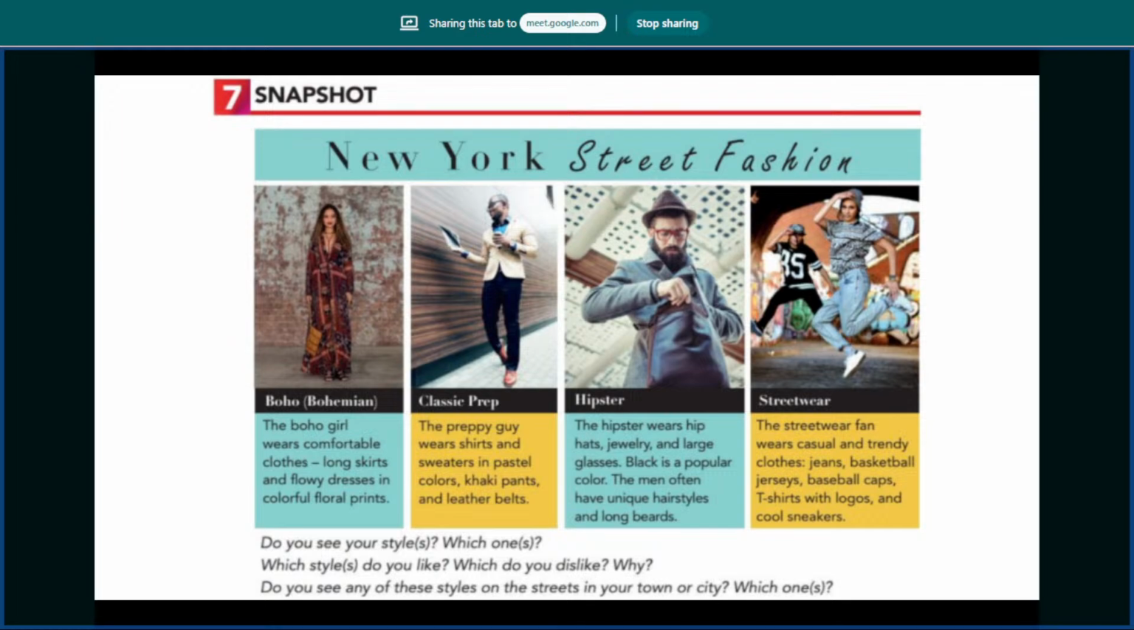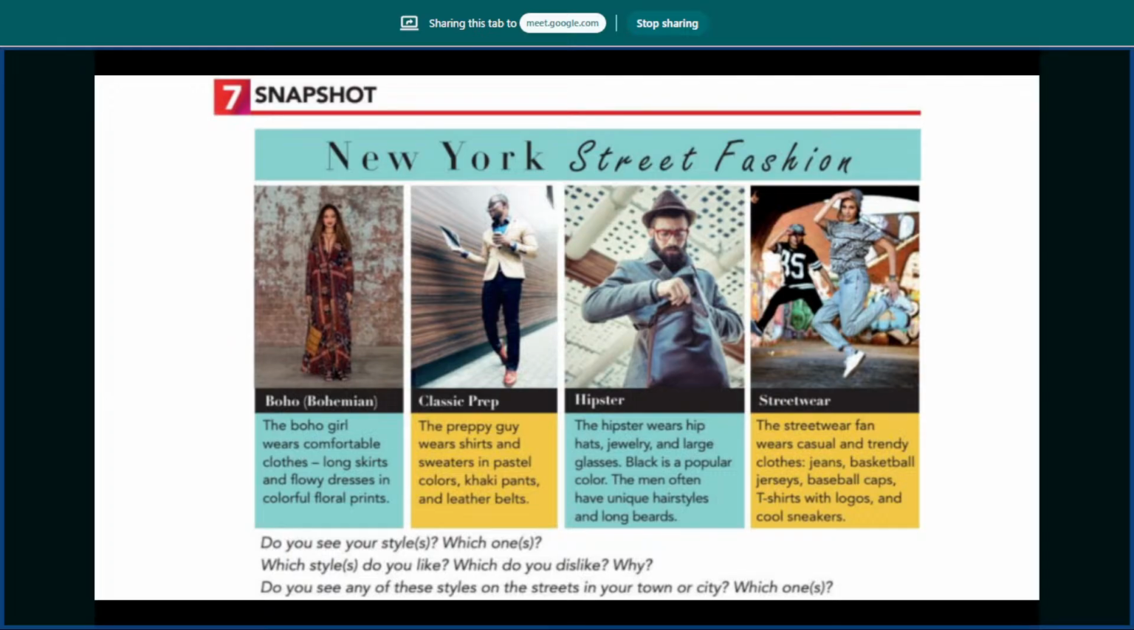Okay, now what I want you to tell me is, do you see your style over here? If you see your style, which one is it? If not, then what do you usually wear or what style do you usually follow? Vishal, you can start. Yes.